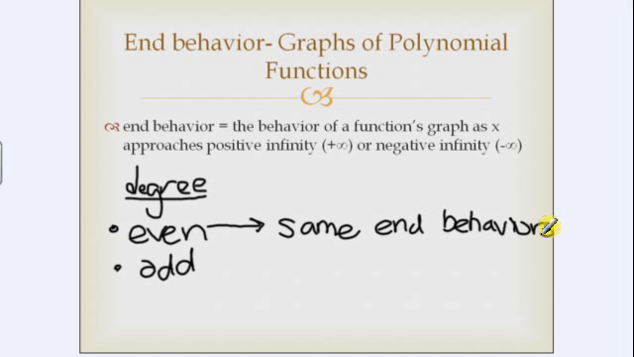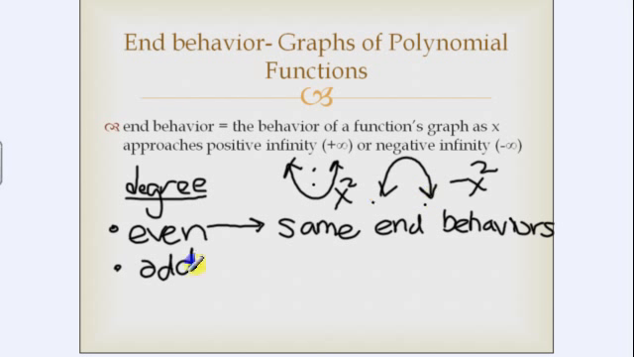Think back to the parabolas. They are an even power because they are x squared, so the degree is even, and has the same end behavior, rises to the right and rises to the left. Or, if it's a negative x squared, once again, we have the same end behavior, falls to the right and falls to the left.